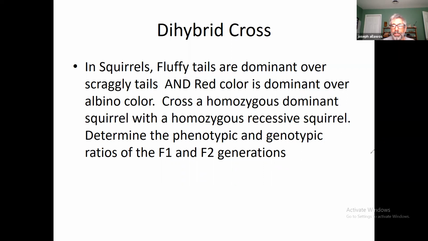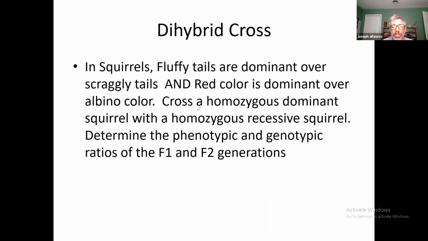So this problem says in squirrels, fluffy tails are dominant over scraggly tails. And the fun thing about genetics is you can just make stuff up. I don't know anything about squirrel genetics. I'm just making this up, okay? Just for fun. So we have fluffy tails are dominant over scraggly tails. And so there's a second trait. Red color is dominant over albino color. There are actually melanistic squirrels, albino-looking squirrels running around. I've seen them in Brevard.